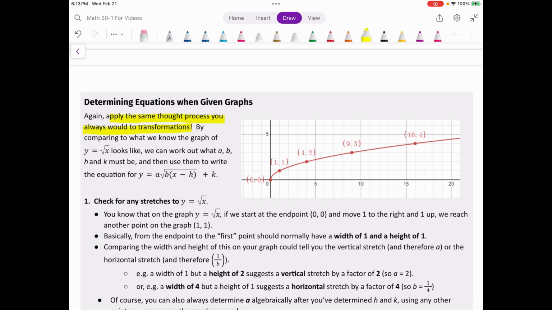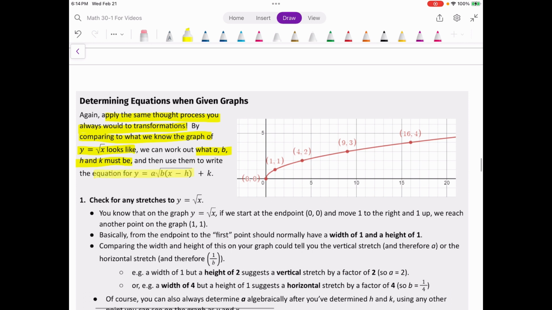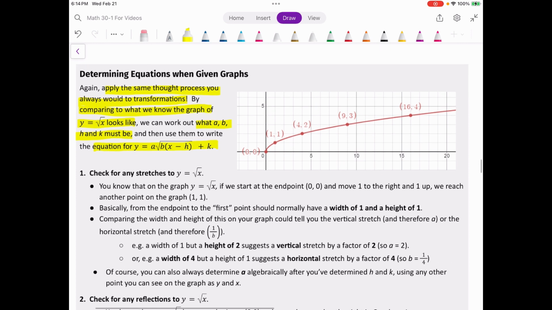Would we have to translate? Would we have to reflect? Would we have to stretch? By working that out, what you're really working out is a, b, h, and k. And if you can work out a, b, h, and k, you can write the equation of the function in this form. So by comparing to what we know the graph of y equals root x looks like, we can figure out what a, b, h, and k need to be, and then use them to write the equation for any radical function. That is the equation of a radical function.